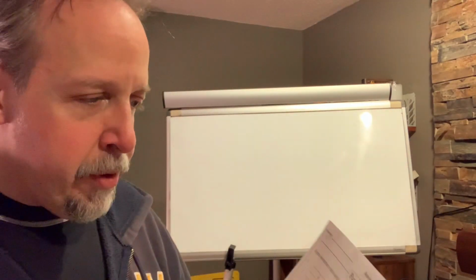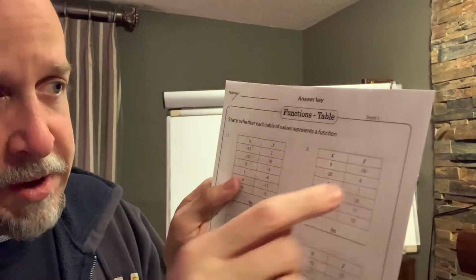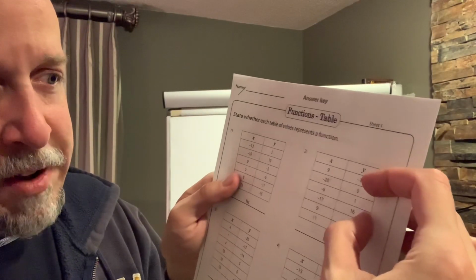The reason why any of them are not functions is because there are inputs, x values, that get more than one output, y values. For instance, in number 2, the input of 9 repeats itself twice, but every time it does, it has a different output, negative 18 versus 17. It's not a function. It's only a function if every input has only one output.